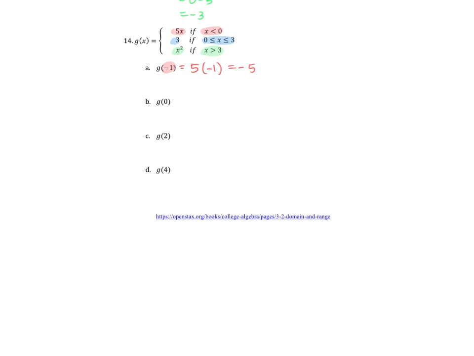Okay, next we want to look at 0. 0, we're going to have to use the blue case, right? 0 is greater than or equal to 0, so that would work there. So this is blue, the second case, right? All right, so we're going to plug it in. There is no x, so the answer is just 3. Okay, now we have g of 2. 2 is between 0 and 3, so 2 is also a blue case, and that means the answer is just 3.